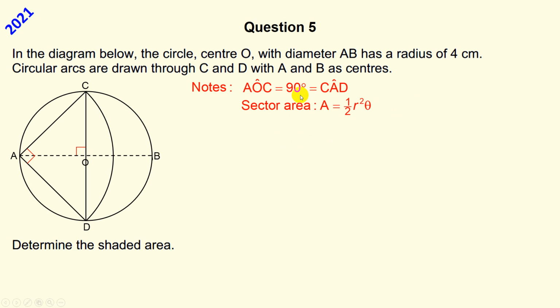Now, you have a formula on your information sheet which says A equals half r squared theta. And that is the area of a sector. So, for example, here, AC round to there and back, that is a sector. r squared, the radius of the sector, and theta being the angle of the sector in radians.